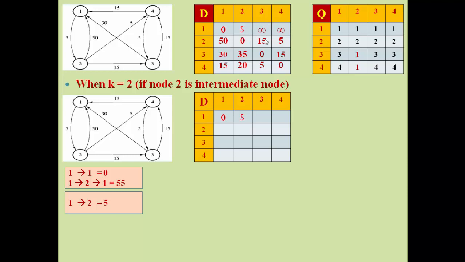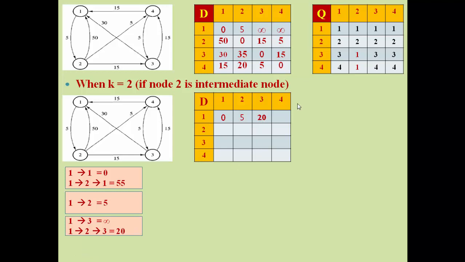Then to reach from 1 to 3, we have no direct path from 1 to 3 because it is a sentinel symbol. But when we consider 2 as an intermediate node, at that time 1 to 2 is equal to 5 and 2 to 3 is equal to 15, so we have a length of 20 from 1 to 3 when we consider 2 as an intermediate node. So among these two values, sentinel and 20, 20 is minimum, so we have to fill 20 here.